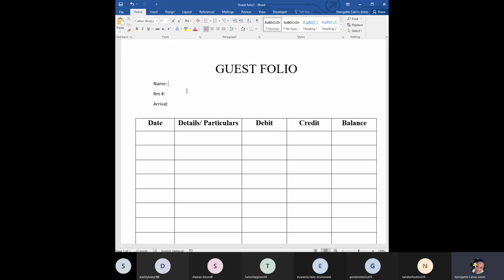So what's the first thing we put on the folio? What's the name of the guest? Ruby Smith. All right, so we have Ruby Smith. Do we get a room number? No, so we can just make up a room. Junior Suites 5. If you have a made-up number for this already, then that's fine.